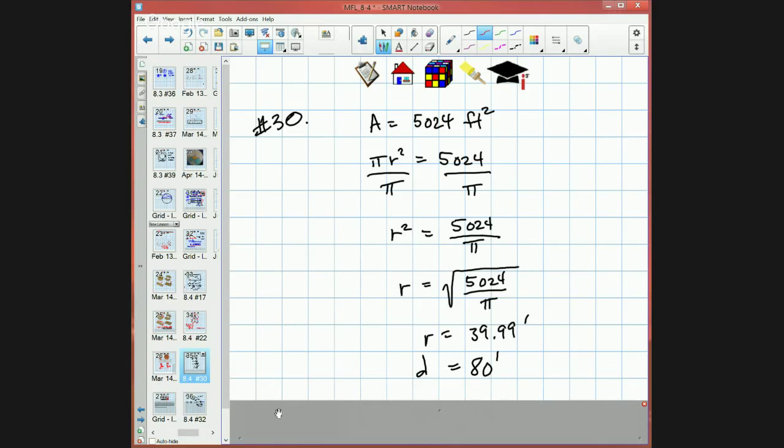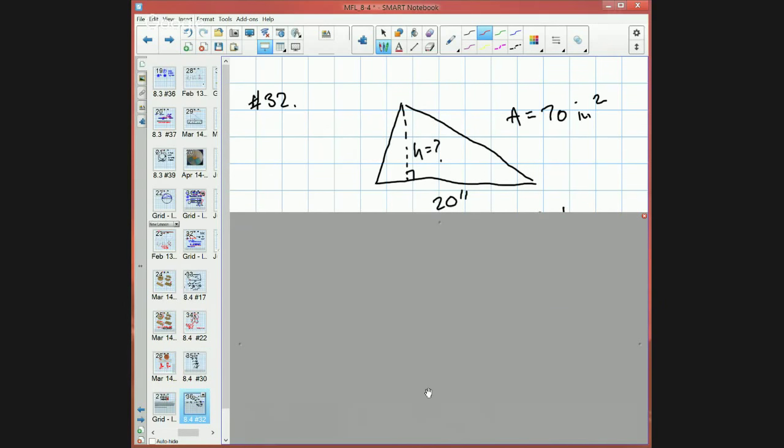Next one I would like to show you is number 32. Again, a little bit different. Number 32 says, find the height of a triangle of area 70 square inches if its base is 20 inches long. See if my picture makes sense to you. First of all, I wrote down area equals 70 square inches. Then I sketched a triangle with a base of 20 inches, and then I sketched in the perpendicular height that goes to the vertex. And that's what we don't know. So h is what we're trying to find.